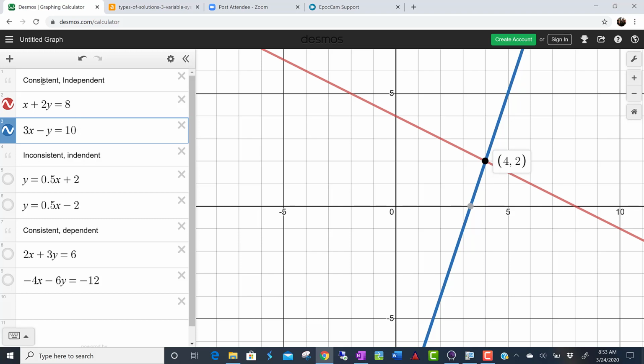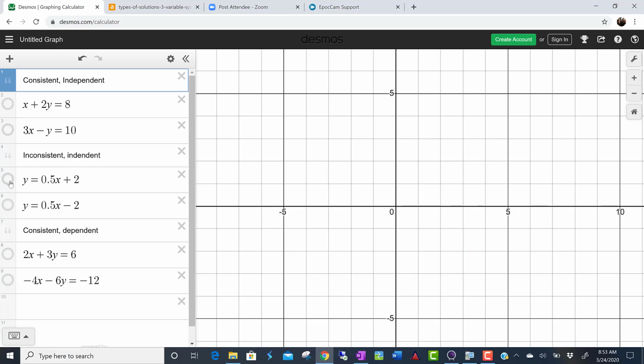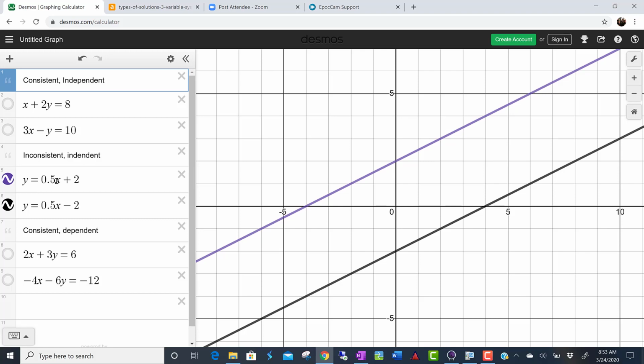And because it's a solution, the system has at least one solution. It's consistent, and the two lines are different from each other, so it's independent. Now, that's not all that can happen. You can have an inconsistent system. And you might notice from the equations here that both of these have a slope of 1/2, but different y-intercepts. So necessarily these lines are going to have to be parallel, and they won't cross.